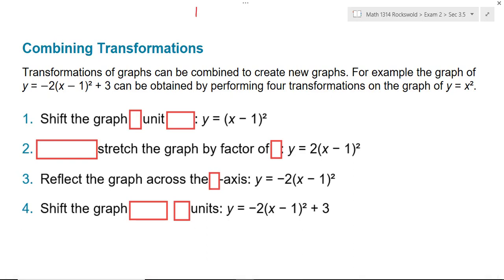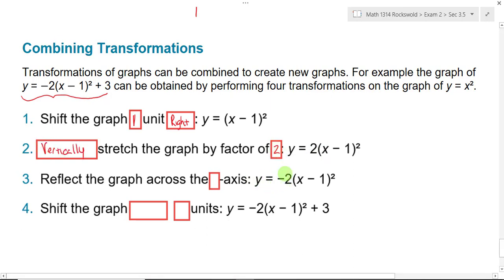For example, the graph of this function, y equals negative 2 times the quantity x minus 1 squared plus 3, can be obtained by performing 4 transformations on the graph of the parent function, which is the quadratic function. When I do this to the graph, how does that shift the graph? How many units and what direction? So it goes 1 unit to the right. And then this 2 right here does what to the graph? It vertically stretches the graph by a factor of 2.